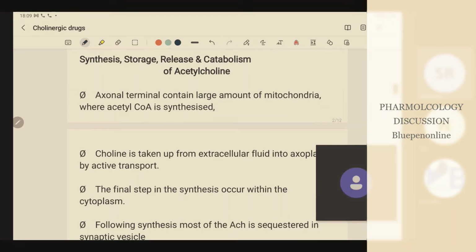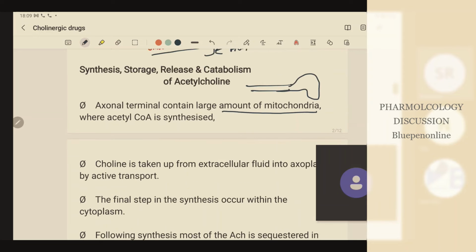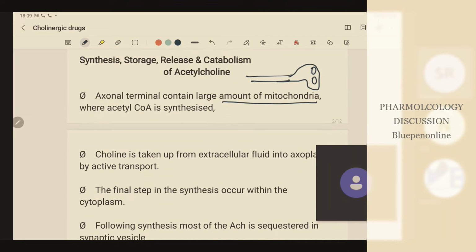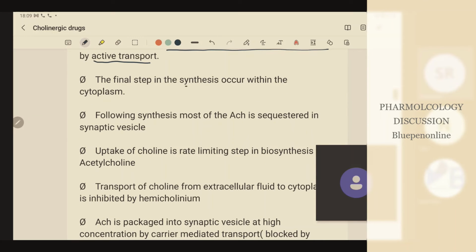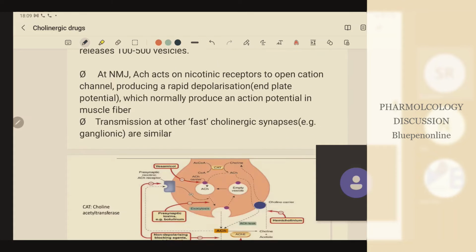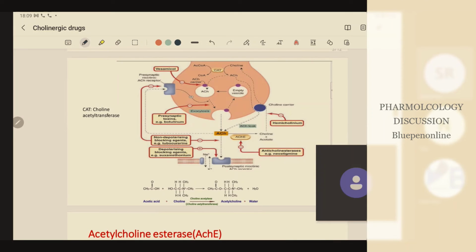Now, how did this acetylcholine come to the nerve ending is the real question. Okay? So the axonal terminal of a nerve contains huge amounts of mitochondria. So acetyl-CoA is synthesized in these mitochondria. Then choline is taken up from the extracellular fluid into the axoplasm by active transport. Then the final step in the synthesis occurs within the cytoplasm. So to make it easier, I'll just show you this diagram. Acetyl-CoA comes here and it becomes acetylcholine by attaching to choline here.